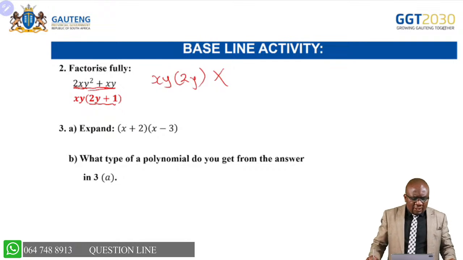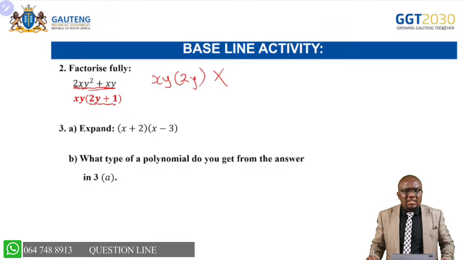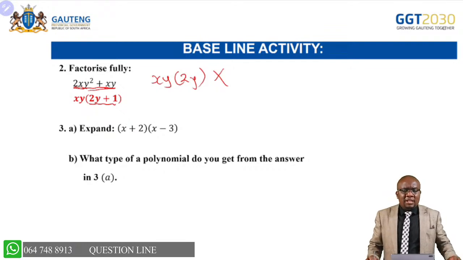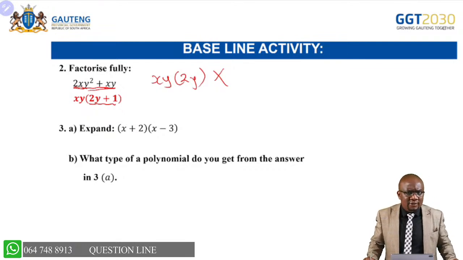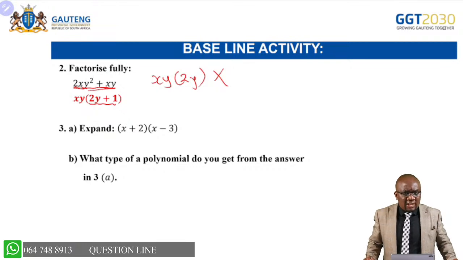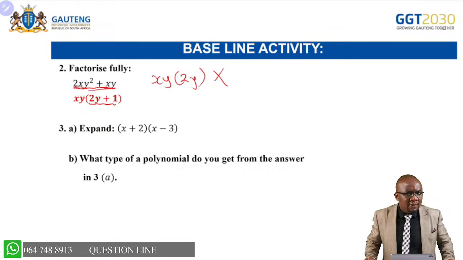Right. Now, expand x plus 2 and x minus 3. Expand x plus 2 times x minus 3. What do we mean by saying expand? It means you're finding what? The product. What is the product? The answer we get after multiplying. So if we're expanding x plus 2 and x minus 3, we are saying x plus 2 times x minus 3. Expanding, what are we finding? The product. What are we doing? We are multiplying. So multiply those two brackets.